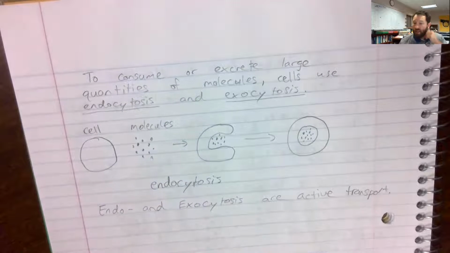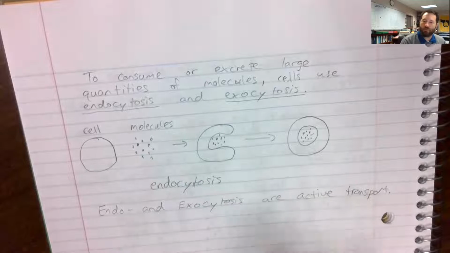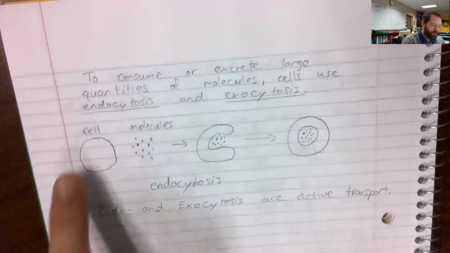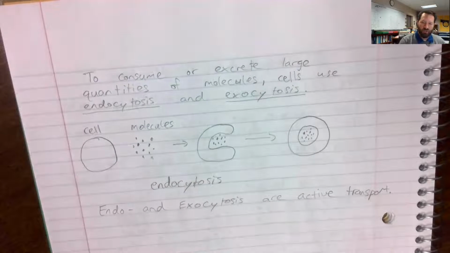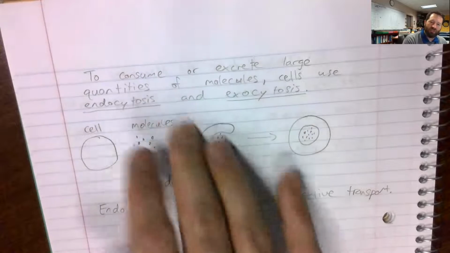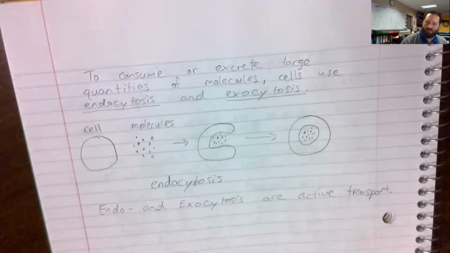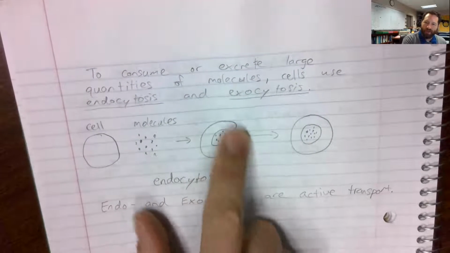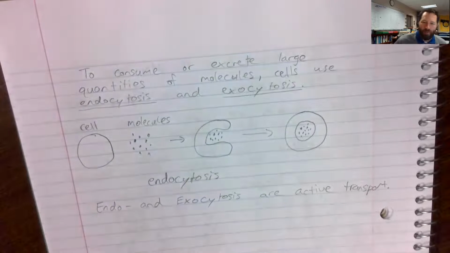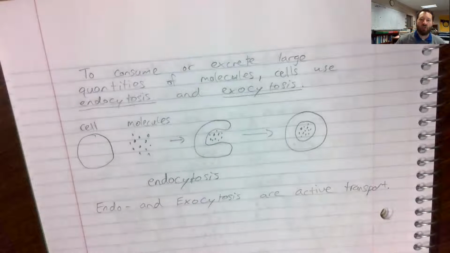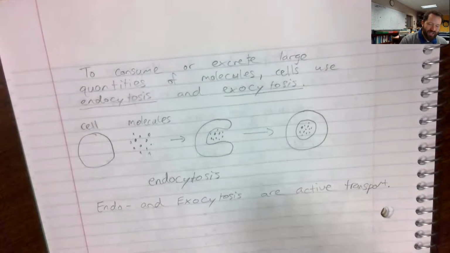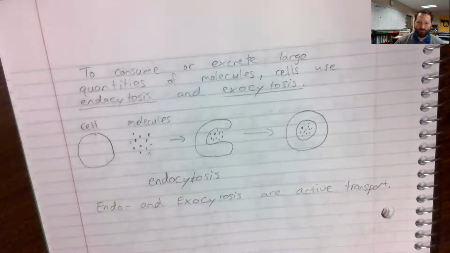Both endocytosis and exocytosis are forms of active transport. It does take energy to do this. The cell has to move, has to surround the particles, and has to pinch off the cell membrane there to grab those molecules. So it is an energy-consuming particle process. It is active transport. All right, well, that finishes up our Unit 5 notes.